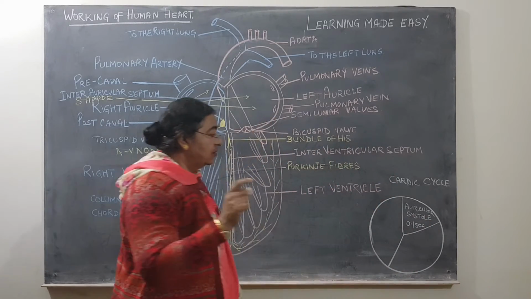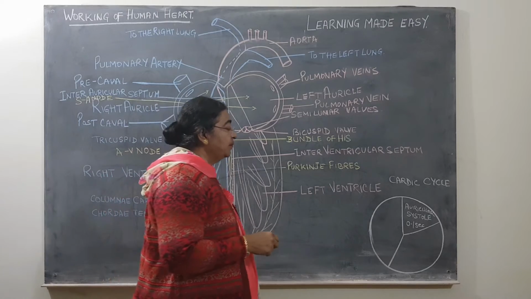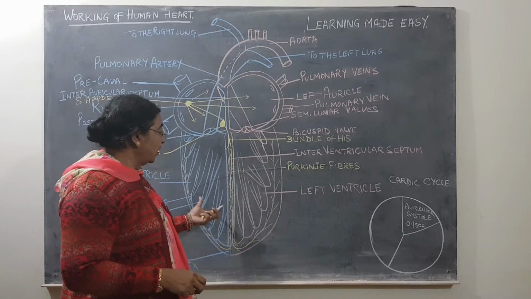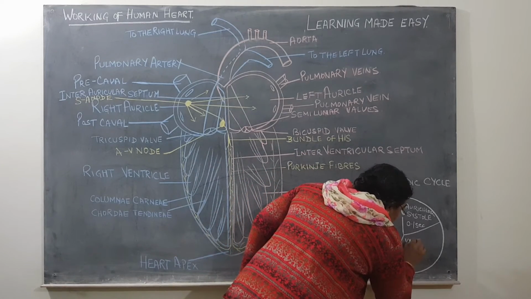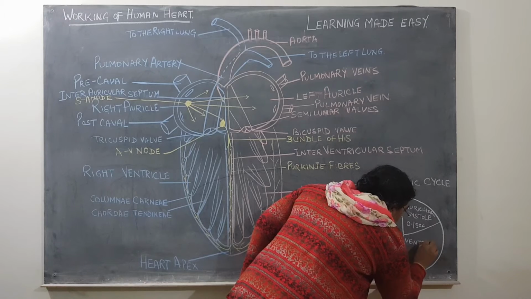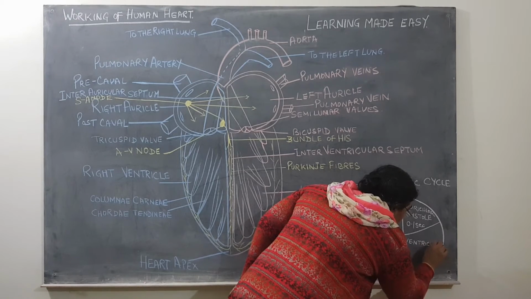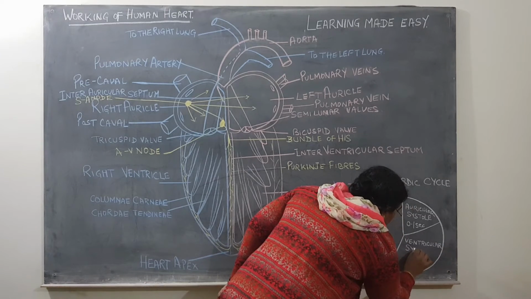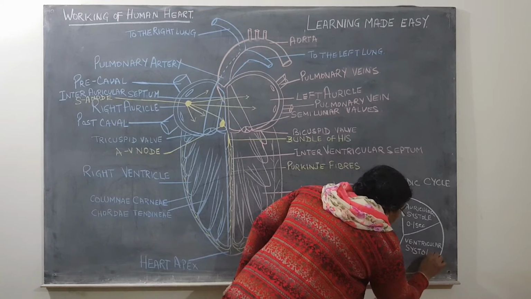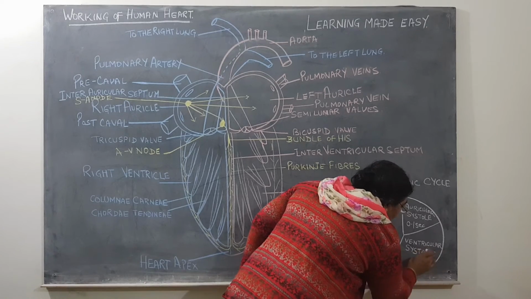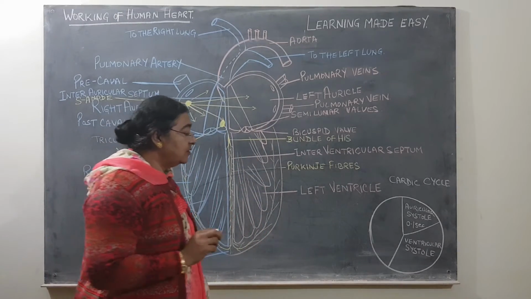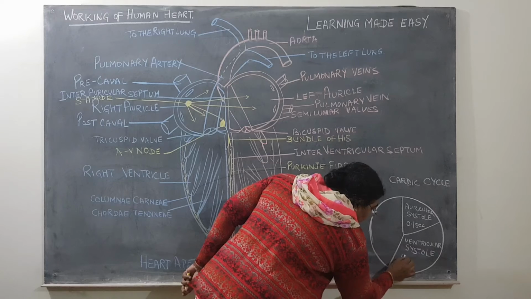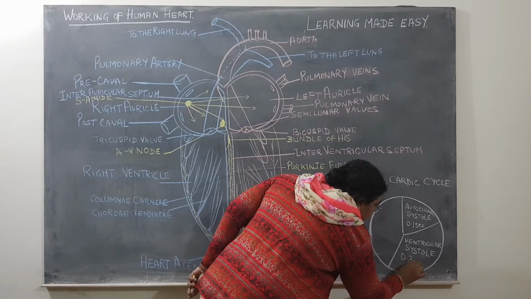A very short duration. The second is ventricular systole. Ventricular systole also takes a short period but more than auricular systole, and it consumes almost 0.3 seconds.